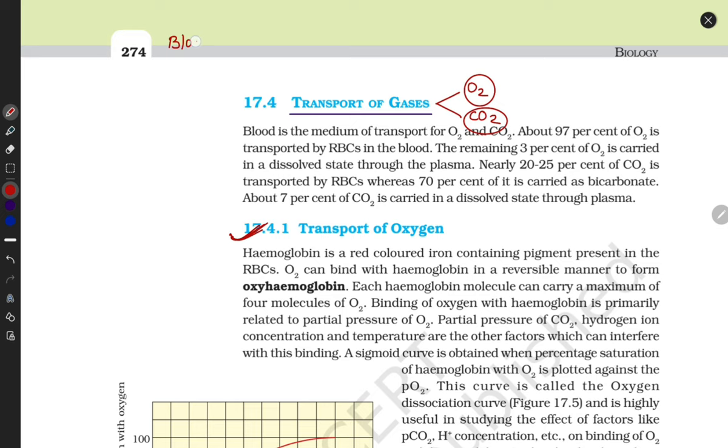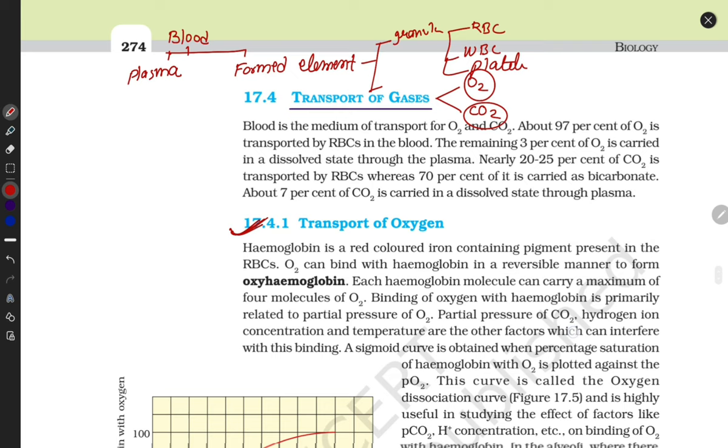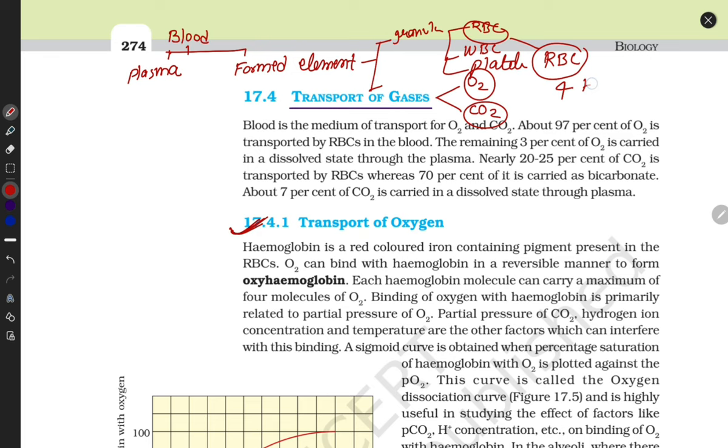Blood is made up of two things: plasma and some formed elements, and the formed elements are further divided into the granular part, meaning RBC, WBC and platelets. What do RBCs contain? RBCs contain hemoglobin. Now, let's talk about what hemoglobin is.